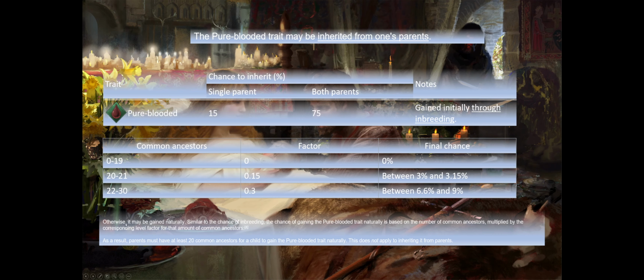Anyway, like I've said at the bottom here, this is how you gain it naturally. Similar to the chance of inbreeding, the chance of gaining the pure-blooded trait naturally is based on the number of common ancestors, multiplied by the corresponding level factor for the amount of common ancestors. As a result, parents must have 20 common ancestors for a child to gain the pure-blooded trait naturally. This does not apply to inheriting it from parents, and that just means this section up here, where if you've already got the pure-blooded trait, then you get a 15% chance or a 75% chance if both parents have it. So, hopefully that makes sense.